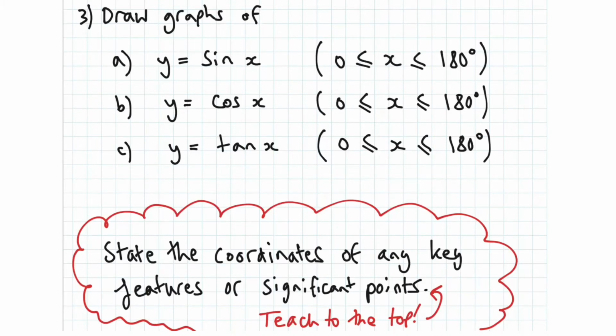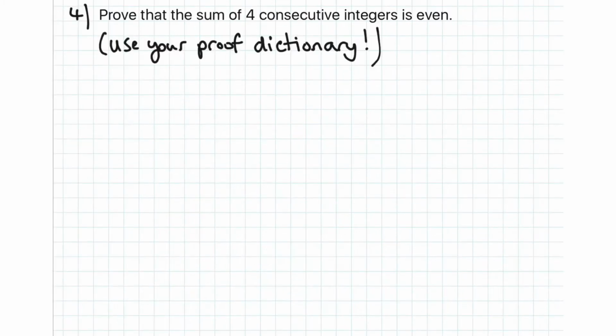On to question 4. This is back to proof of something we did a few weeks ago, proving that the sum of 4 different consecutive integers is even. And remember that proof dictionary that we stuck in our books a while ago as well. That's something to look out for. Question 5.